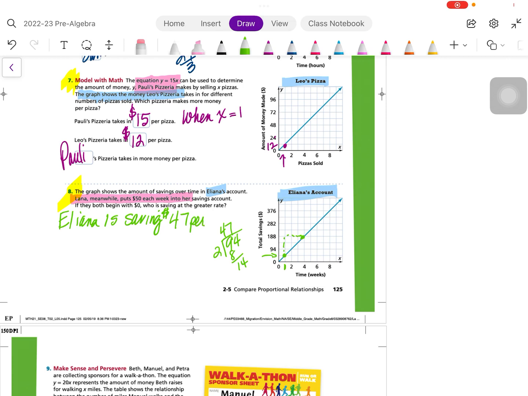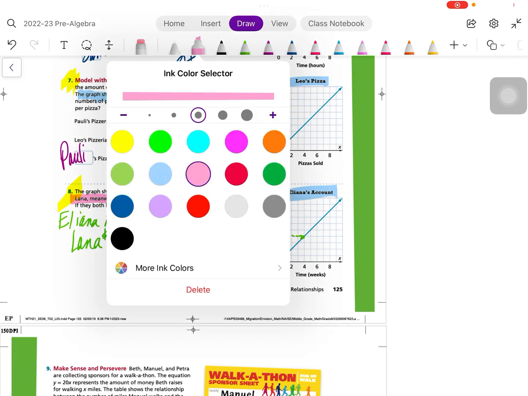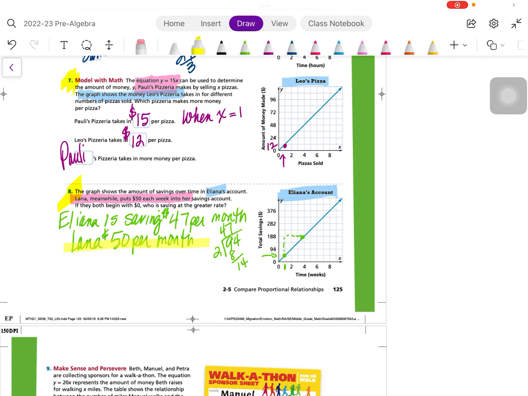$47 per month. And then Lana, remember it gave us this information in the problem, is saving $50 per month. So it says, who is saving at a greater or a faster rate? Well, of course, by looking at those two, that would be Lana. She's saving more money per month.